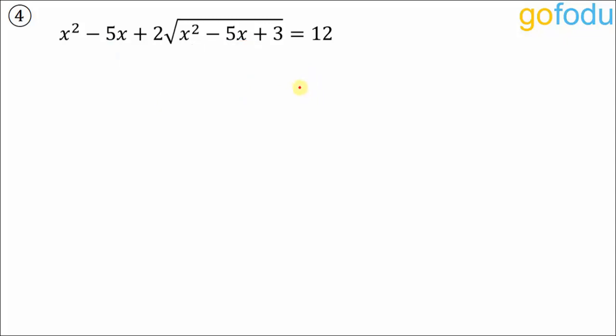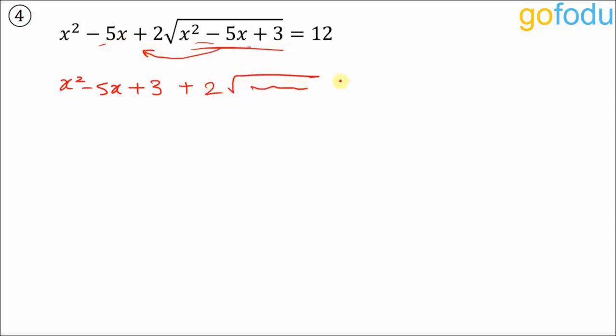So instead of this, what we can do here is that to x square minus 5x, I add 3 on the left hand side. Why am I adding 3 here? To create this expression here, the same expression I want to create. I have added 3 to the left hand side, so I will add 3 to the right hand side as well. This is equal to 15.